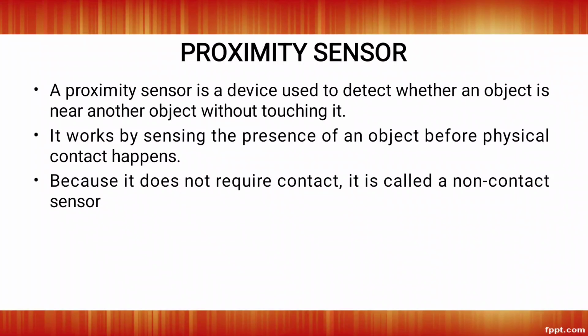So basically, a proximity sensor is a device used to detect an object without touching it. Without touching it, we have to sense or detect an object. The working principle is that it works by sensing the presence of an object before physical contact happens. When an object comes closer to the sensor, it detects it because it does not require contact. It is called a proximity sensor, a type of non-contact sensor.